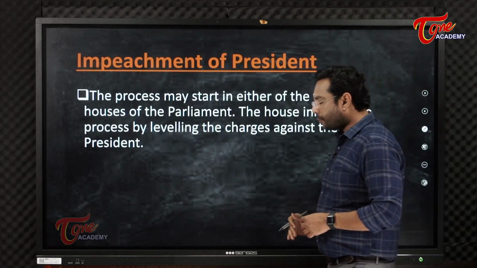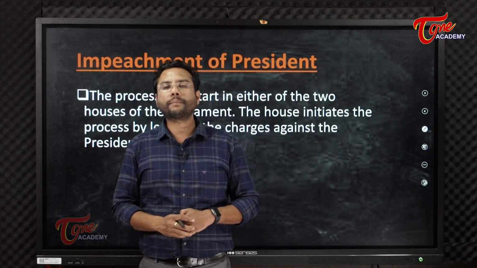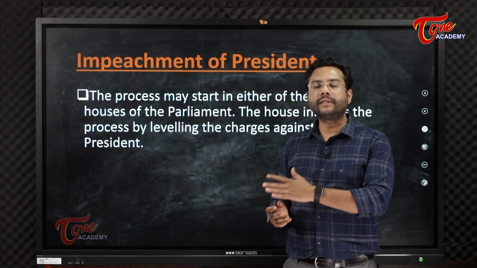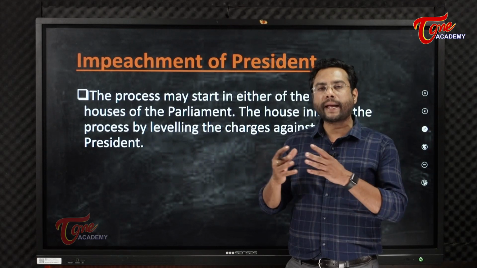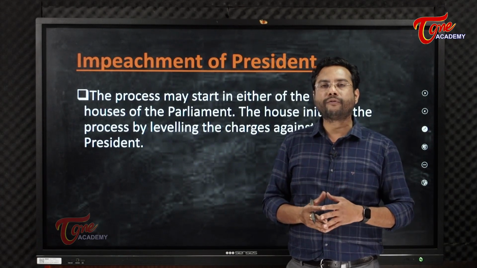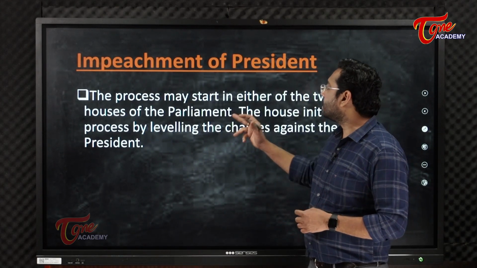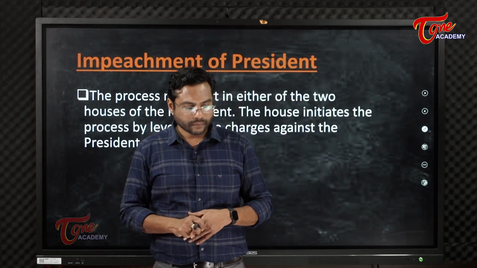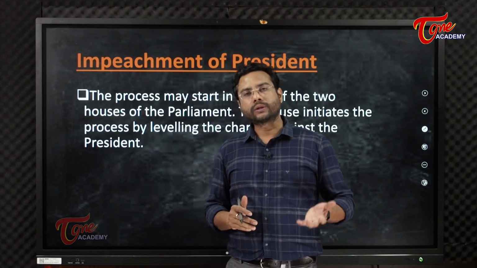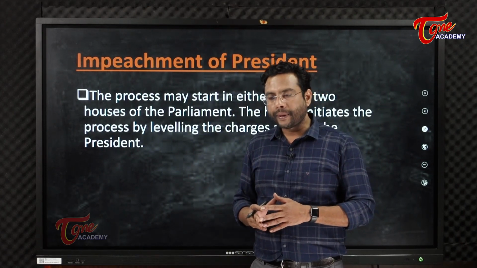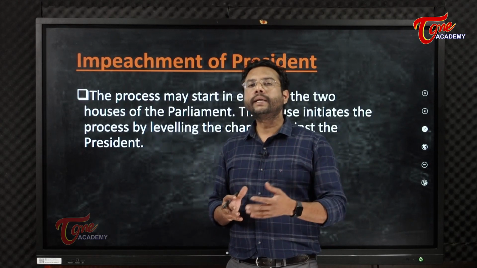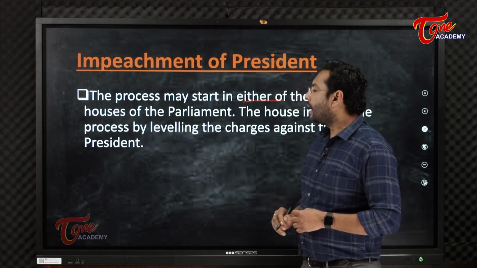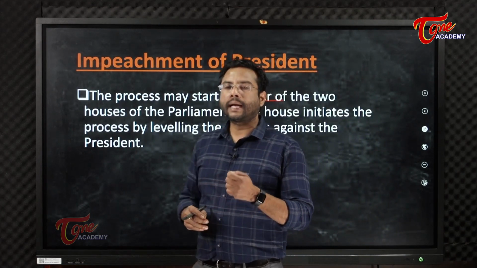So the president can be removed for the violation of the constitution. How does the process of impeachment start? What is the process of impeachment? Impeachment is a process where the president is removed from the office before the expiry of the term of office. Impeachment can be initiated in either house of the parliament. As we know, both in Lok Sabha or in Rajya Sabha, the impeachment bill can be introduced.